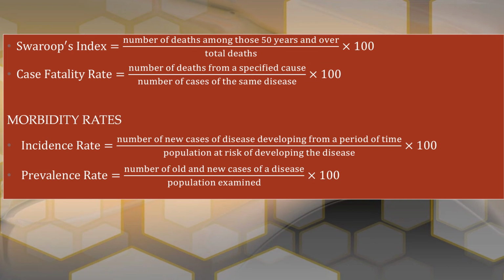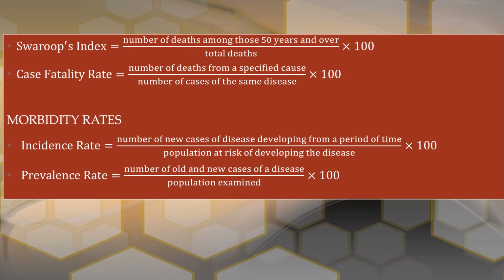When you say case fatality rate, this is the number of deaths from a specified cause divided by the number of cases of the same disease times 100. So for example, we would like to know what is the case fatality rate of hypertension. So we would like to know how many people died from hypertension divided by how many people are recorded to have hypertension. And that would give us a glimpse.